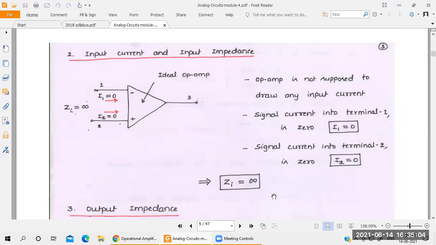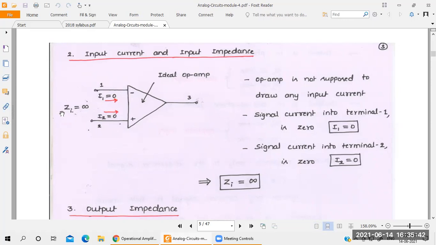So current and resistance, these two are what here? Inversely proportional according to Ohm's law. What is the V equation here? V is equal to I into R. If you take R outside, what will you get? V by I. That is, the resistance is inversely proportional to current. That's why when resistance is infinity, current is 0. Why? Because these two are inversely proportional according to Ohm's law.